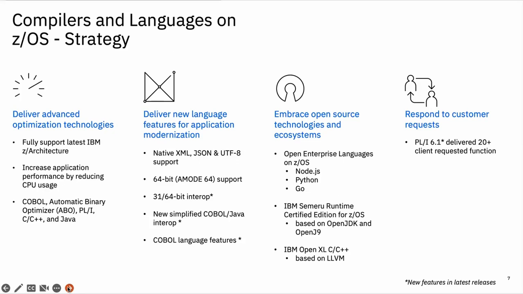And also the new COBOL language features that we decided to do, right? And then the new thing that we added into this strategy is to embrace open source technologies and ecosystems. We have introduced Node.js, Python, Go, and you can argue that Java could be an open source language as well. We are bringing these open source frameworks to the portfolio just to make sure that we are giving you choices, enabling you with options that you can use to modernize your applications. And also, obviously, we will continue to respond to our customer requests.